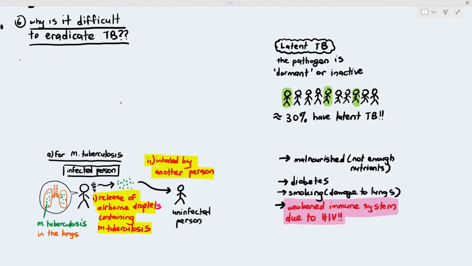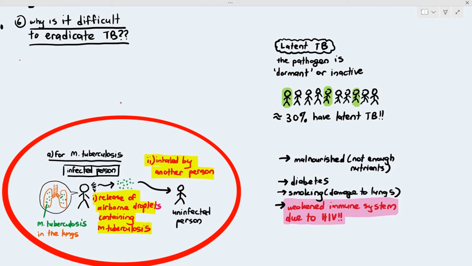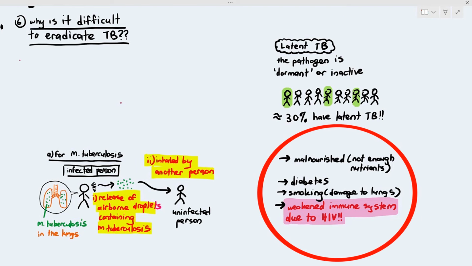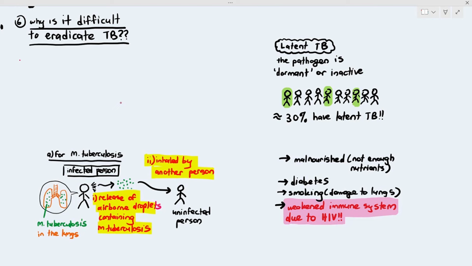All right, so this is what we know about TB right now. It is, for the most part, the common TB at least, is spread through M. tuberculosis in the airborne droplets. Latent TB is where the pathogen is dormant or inactive, where about 30% of the population have it. And people who are malnourished, diabetes, smokers, and also people with weakened immune system have a higher chance of getting active TB. This is what we understand about the disease so far.